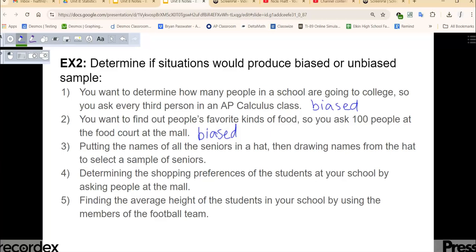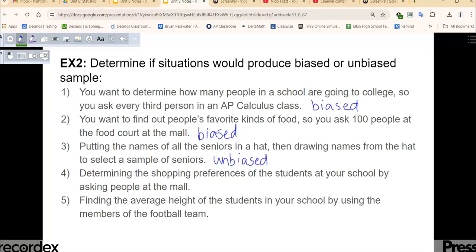3 is putting the names of all the seniors in a hat, then drawing names from the hat to select the sample of seniors. This would be unbiased. Okay, everybody would have an equal chance of having their name chosen.